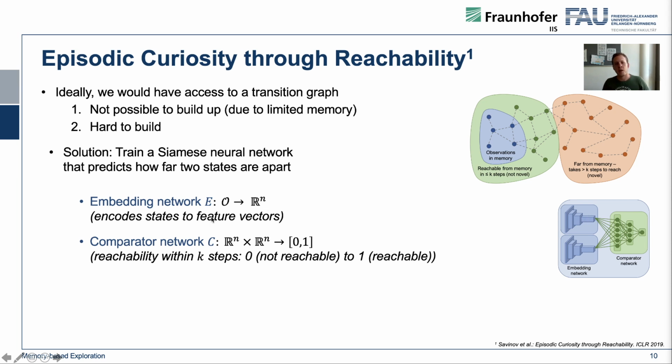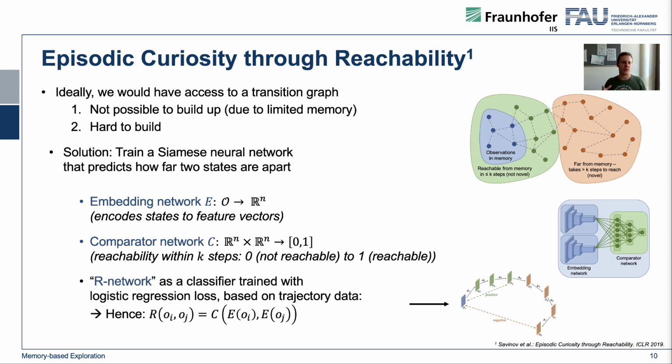And then we have a comparator network, C, that takes as input two feature vectors and outputs a number between 0 and 1, which is something like a reachability score or probability that says whether within k steps, k is to be defined. If it's 0, then it's non-reachable. So these two states cannot be reached from each other within k steps. And if it's 1, we say, okay, it is reachable within k steps.